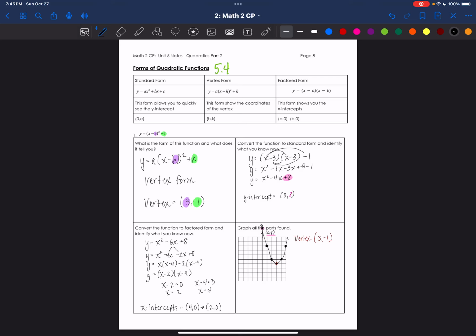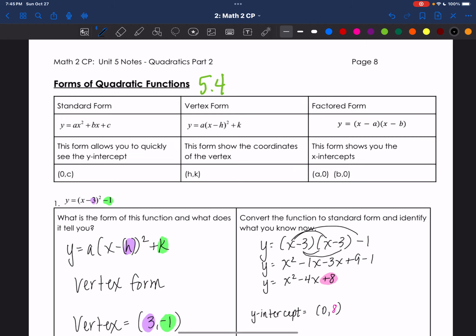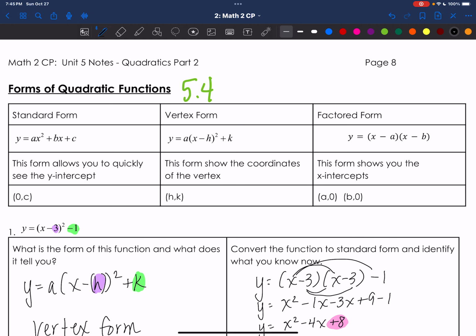Today we're going to learn about forms of quadratic functions. So we're putting together all the things we've done so far. Let's go ahead and look at the forms that we've talked about already. We've talked about standard form. That's y equals ax squared plus bx plus c. This one allows you to quickly see the y-intercept. All you have to do is look here, and that is your y-intercept. So that's the benefit to standard form.